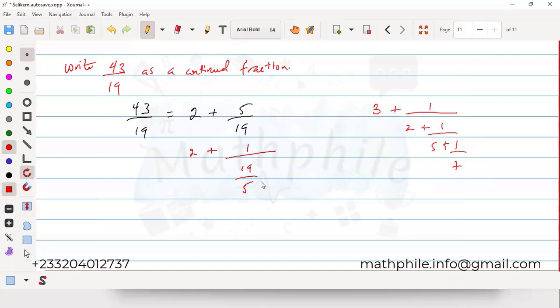Do you agree? Yes, sir. Because we know that 1 divided by 19 over 5 is the same as 5 over 19. So instead of writing 5 over 19, I would decide to write this as 1 divided by 19 over 5. Is that okay? Yes, sir. At any point in time, if you don't get something, you let me know so that I go back to explain to you. Okay. So like I said, this is not likely to be taught in school.